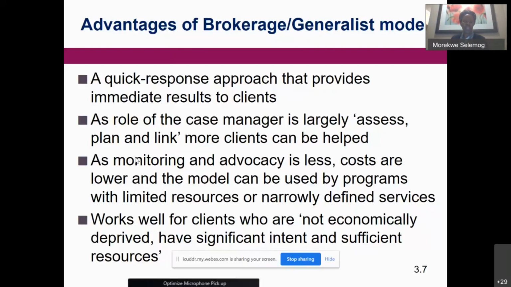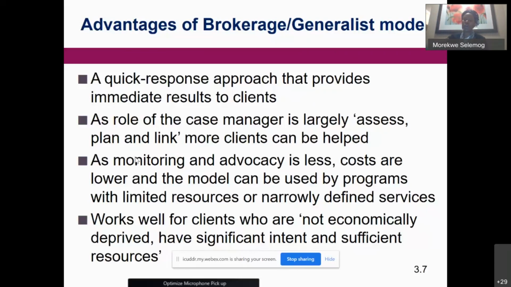So it is also beneficial in instances where there's limited resources, right? And because monitoring and advocacy is less, costs are lower. That is one of the advantages of the brokerage model. It does, however, work for clients that are not impoverished. I know it says not economically deprived.